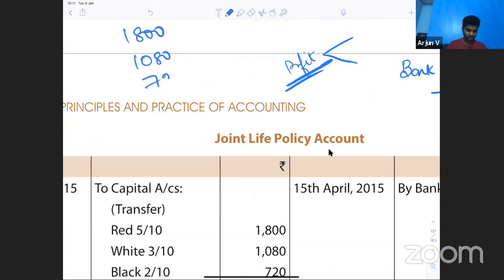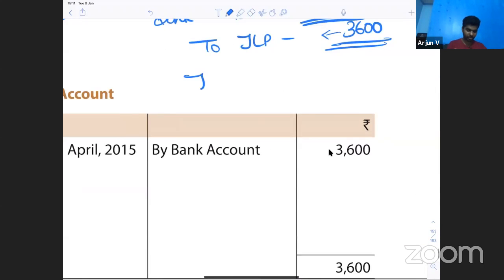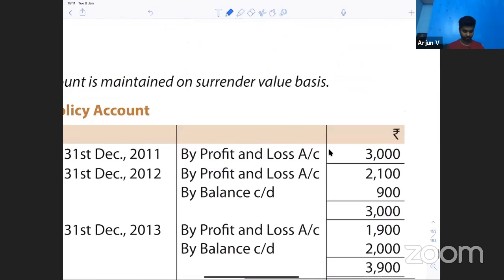So transferring JLP to the partners will be JLP account debit 3,600, because it's a profit, to A, B and C, that is 1,800, 1,080 and 720. Did you understand this?